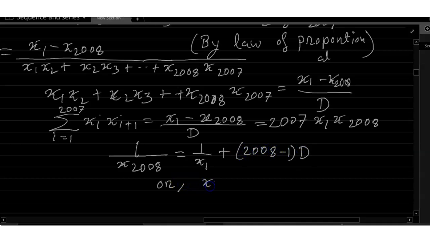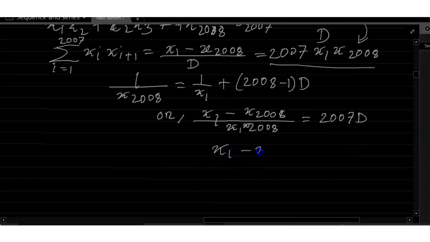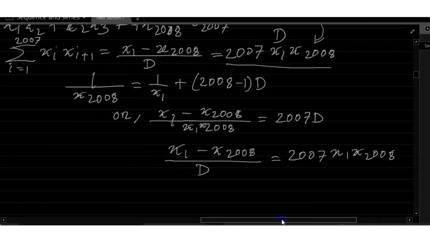Therefore, we can write this way: minus x2008 divided by x1 x2008 equals 2007 D. So dividing this, we get the value equals this value. We can write x1 minus x2008.